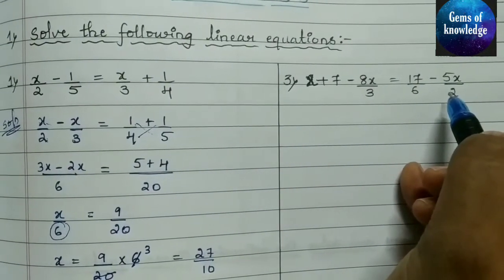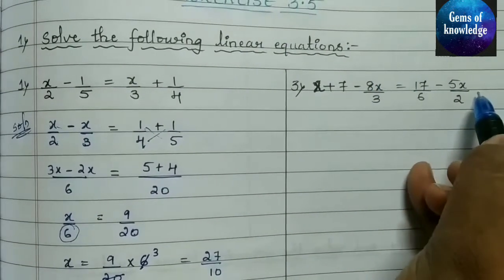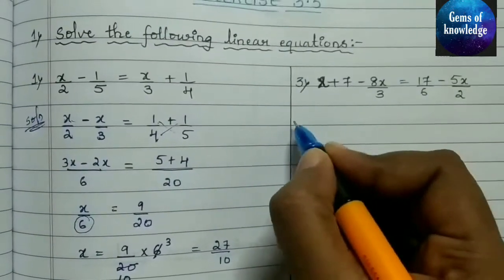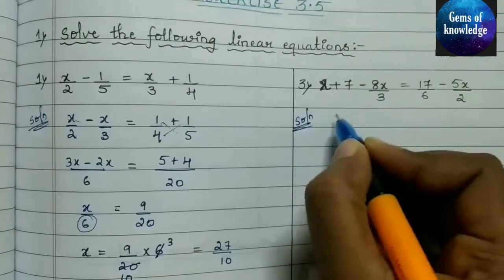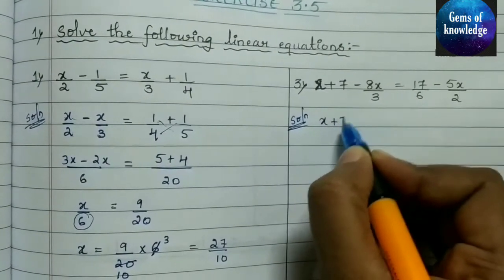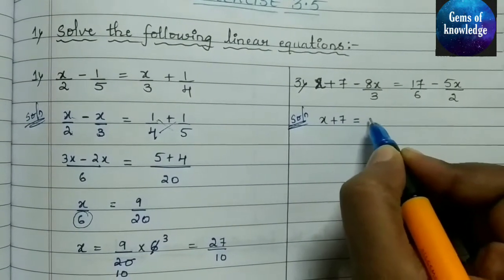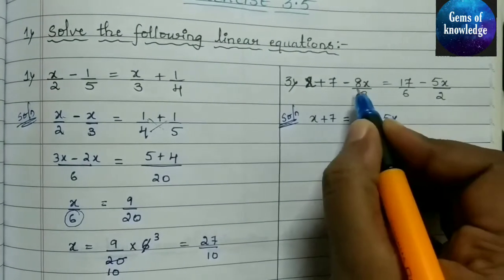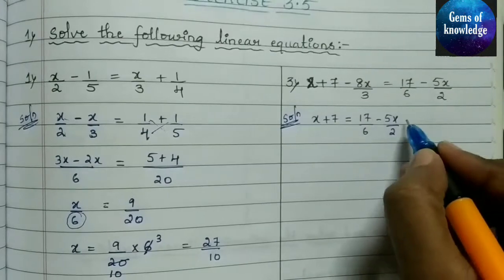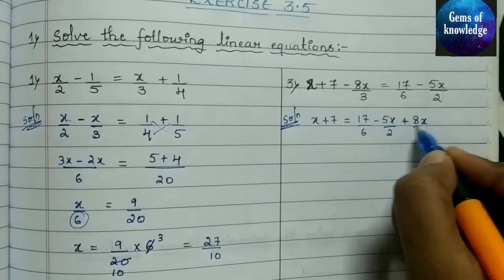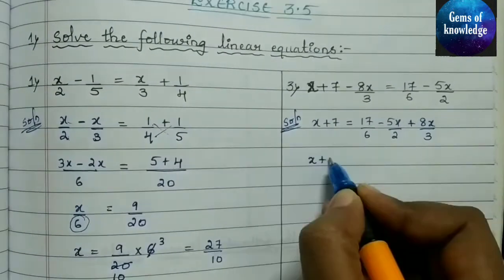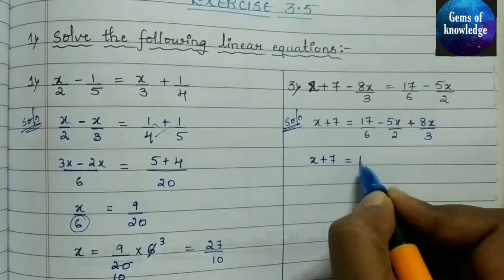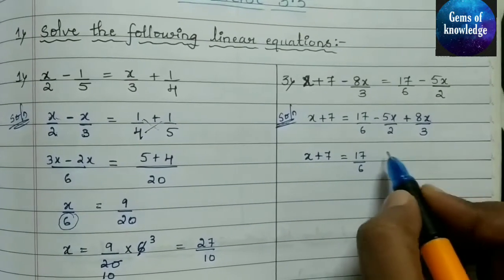So what we will do is we will make this term move this side. Okay. So solution, let this x plus 7 be as it is. So what we will do is 17 by 6 minus 5x by 2, and when we move this to this side it will become plus 8x by 3. x plus 7 is equal to 17 by 6.